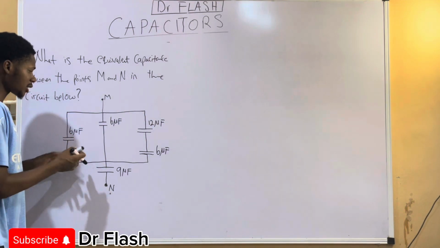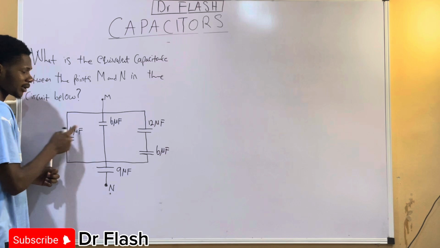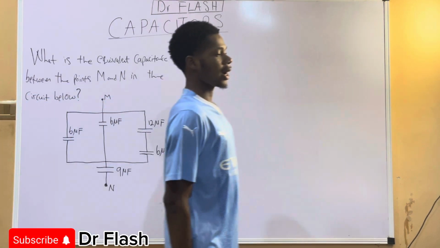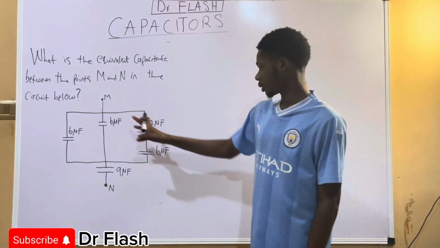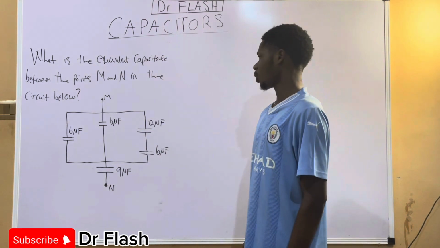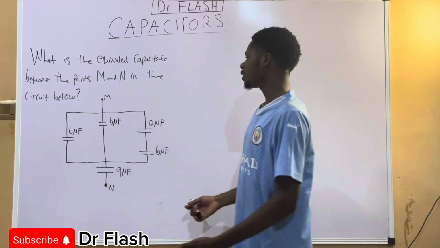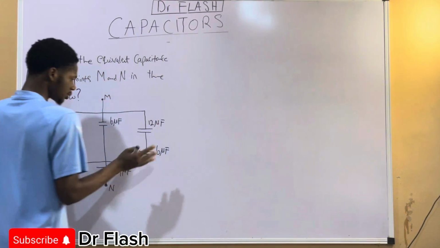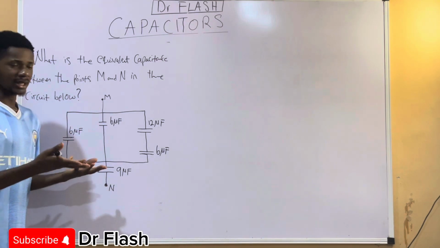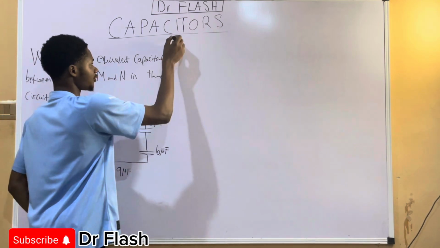Here is the circuit. We have a 6 microfarad, 6 microfarad, 12, 6, and a 9 microfarad capacitor connected in some series and parallel combination, and we are asked to find the net or equivalent capacitance. That is, if this whole circuit were to form a single capacitor, what would the capacitance be? That is what we want to find out.